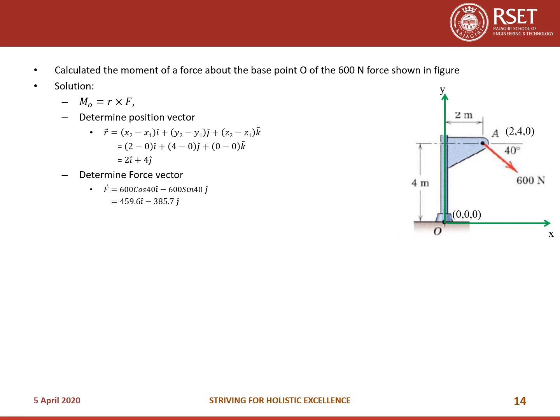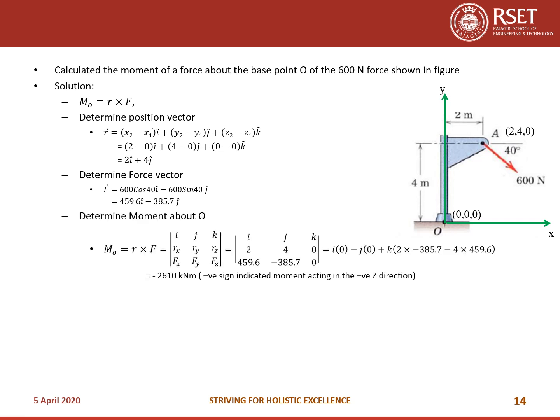Now you determine the force vector. Here the angle is given as 40 degrees. Along the x direction, what is the component? 600 cos 40, so 600 cos 40 i, and along the y direction it is minus 600 sin 40, so minus 600 sin 40 j. So you get it as 459.6 i minus 385.7 j. So what is r cross F? i, j, k, rx, ry, rz, and Fx, Fy, Fz. Take the determinant, and you will get minus 2610 kilonewton meters.